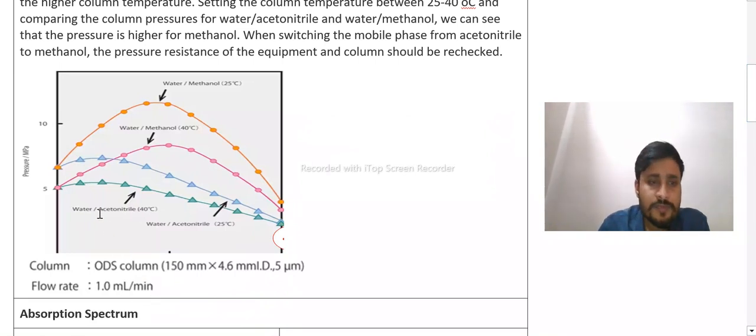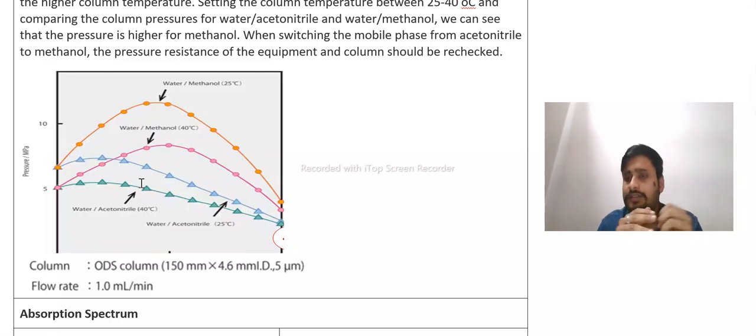So if we use the water-ACN mixture at 40 degrees and the water-methanol mobile phase at 40 degrees, what do we get? The water-methanol mixture gives the high pressure and the water-ACN gives the low pressure, and the same is true for the lower temperature also. So what is concluded? It is concluded that with the use of methanol we get a high pressure in our HPLC system, and if we use acetonitrile we get a low pressure in the HPLC system.